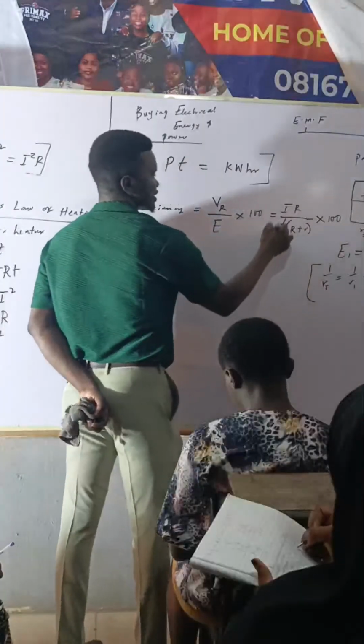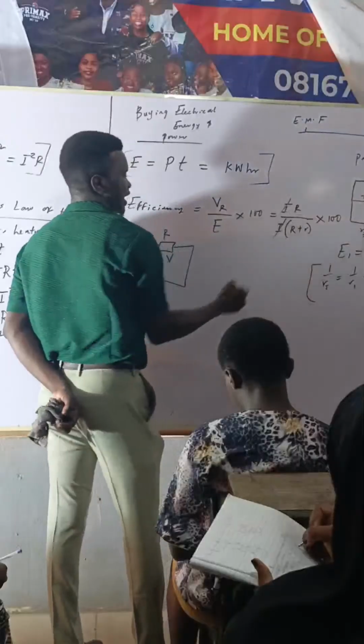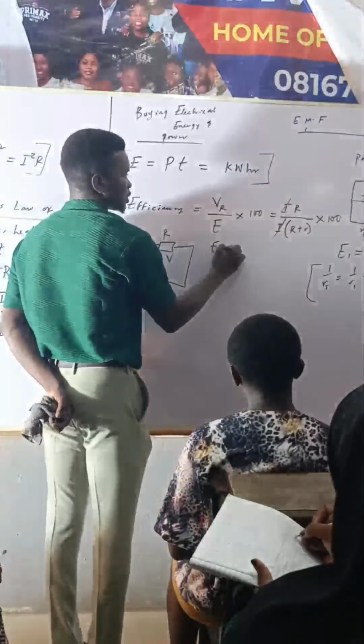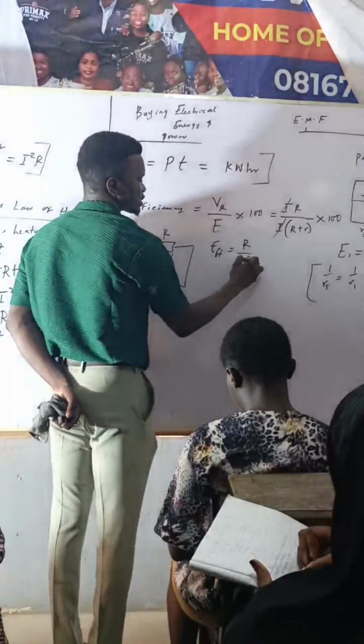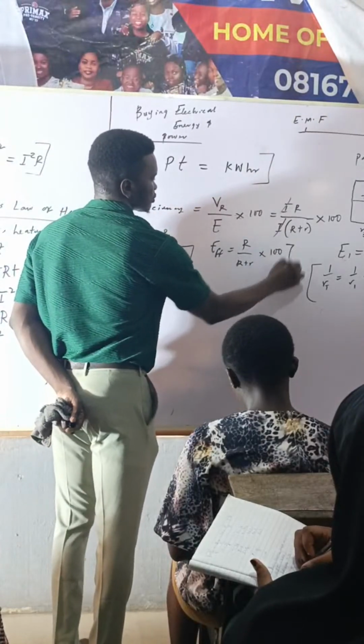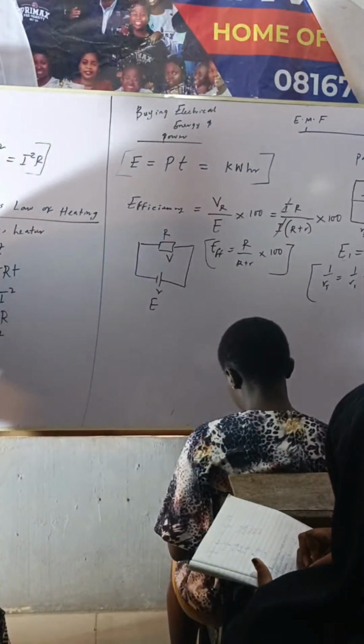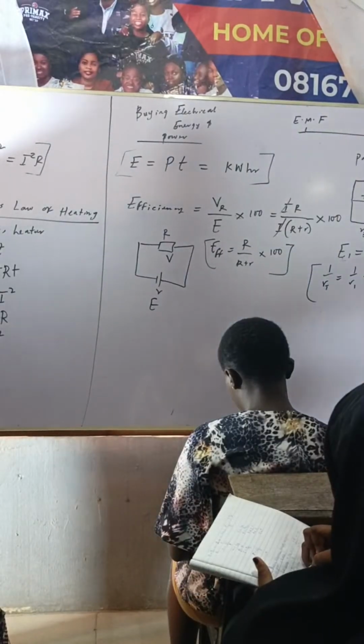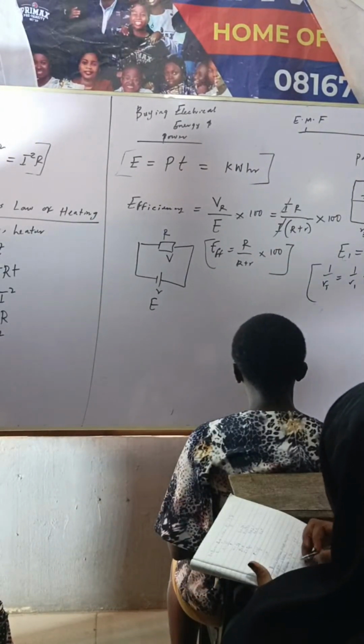So efficiency is equal to R over R plus r, multiplied by 100. So they can say you should calculate the efficiency and they will give you the resistances. That's another formula you use.